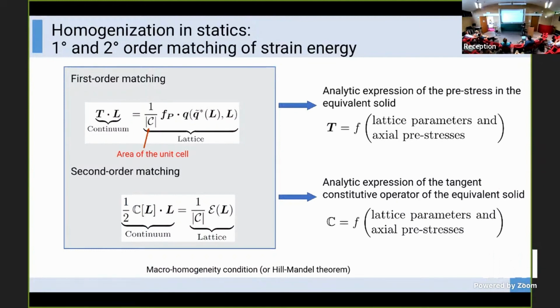By matching at first order, so matching the first order work of the continuum and the lattice, we obtain an analytic expression of the prestress in the equivalent solid as a function of all material parameters and axial prestresses. And by matching at second order, so the second order work between continuum and lattice, we obtain an analytic expression for the tangent constitutive operator, again as a function of all lattice parameters and axial prestresses. This is known as the micromechanical condition or Hill-Mandel theorem.